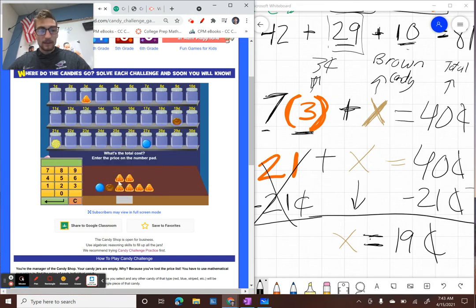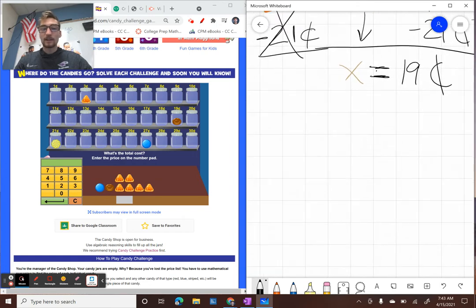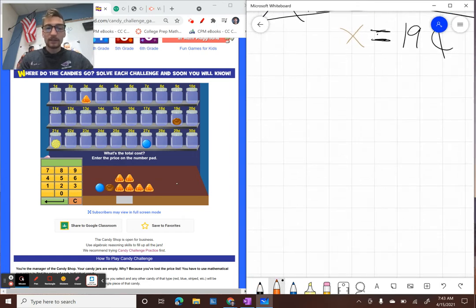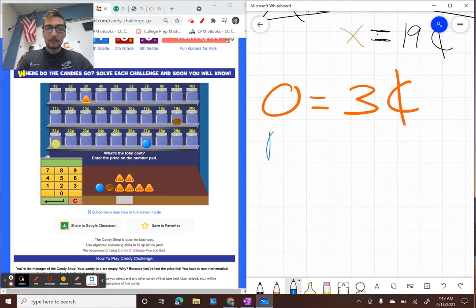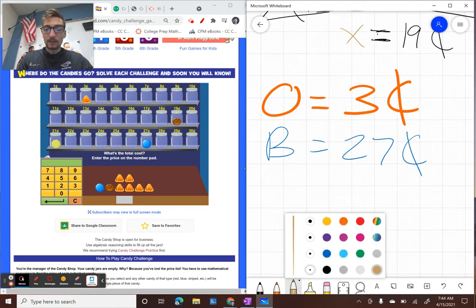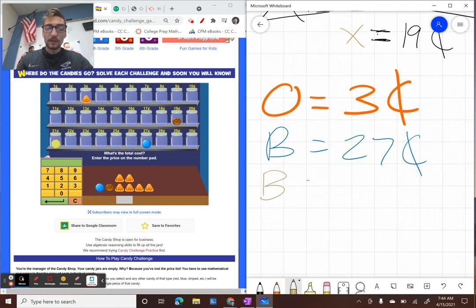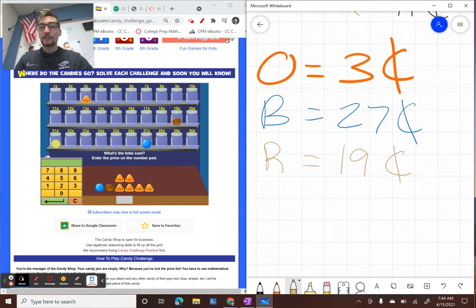All right. Now it's asking me for the total price. So I'm going to take a look at all of the candy costs I have right now. I am going to take my orange candy, which is 3 cents a piece. I'm going to take my blue candy, which is 27 cents a piece, and my brown candy. Oh, but notice I can't use the same variable as my blue candy, so I'm going to change it to R for brown, okay, because I can't use B, and that is 19 cents. So those are my 3 different variables.